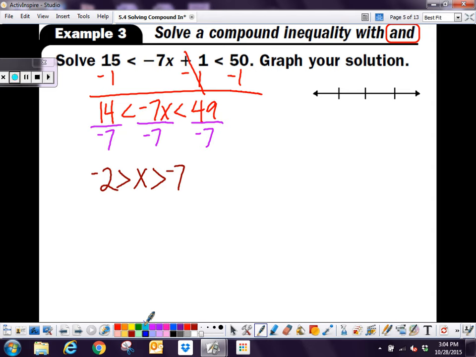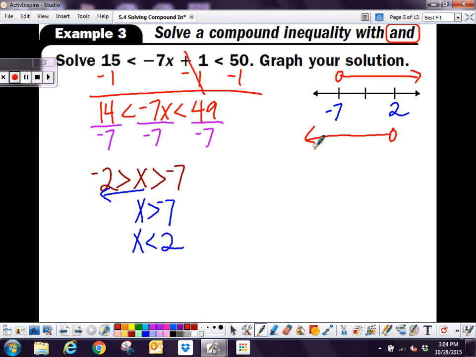Okay, now we need to graph these, and I just think it's easier to break this apart and then graph it on the number line. So we would have x is greater than negative 7, and if I read this backwards, it would be x is less than 2. So I'm going to throw negative 7 and 2 on my number line. So I have everything greater than negative 7, and I have everything less than 2. And the area that they overlap is everything from negative 7 to 2.